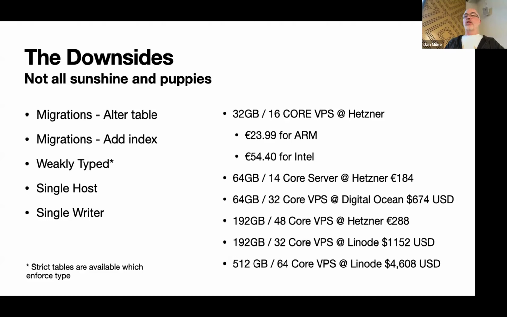And as we already mentioned, single host, single writer. But you can actually get some pretty massive VPSs, single hosts. So these on Hetzner, it's 24 euros for a 30 gigabyte, 16 core machine. That's so cheap compared to this, anyway. 500 gig, 64 core, $4,500 US a month. So anyway, you can scale up single machines to pretty large scales nowadays. So maybe one host is not such a downside.